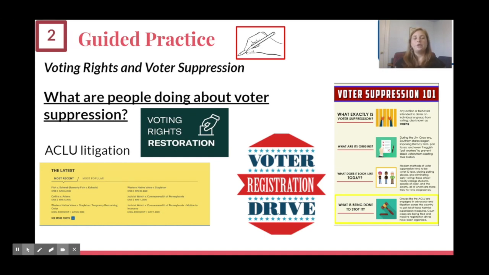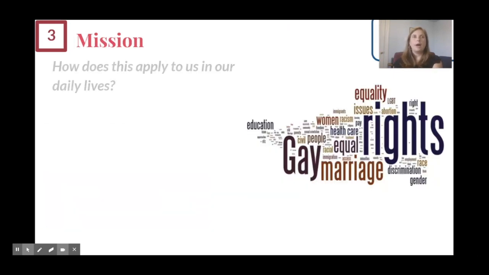But our next steps are for you to replicate this process that we just went through of identifying and explaining a different civil rights issue and formulating some solutions in your mission. So let's talk about that now, starting with why we're even doing this. So why are we talking about this stuff? How does it apply to us?